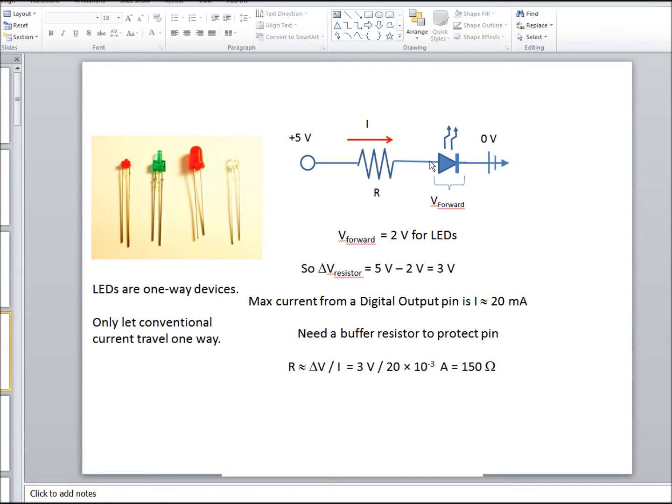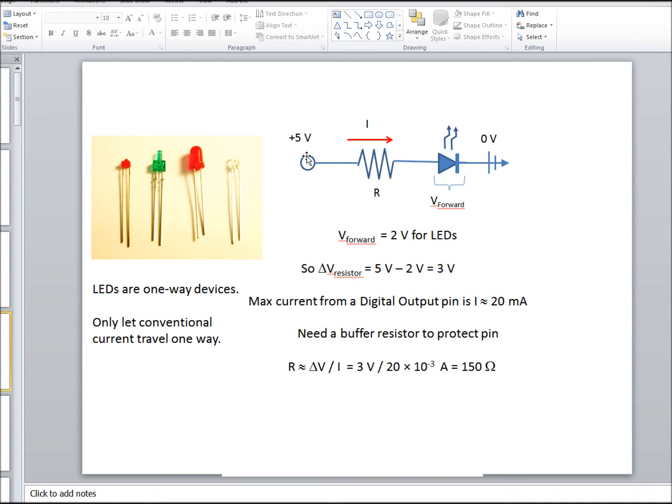Here's the schematic diagram for an LED. Notice it's like an arrowhead and a flat side. Conventional current can go this way, but not the opposite way. These are the symbols for the emitted light. So this is the symbol for an LED.